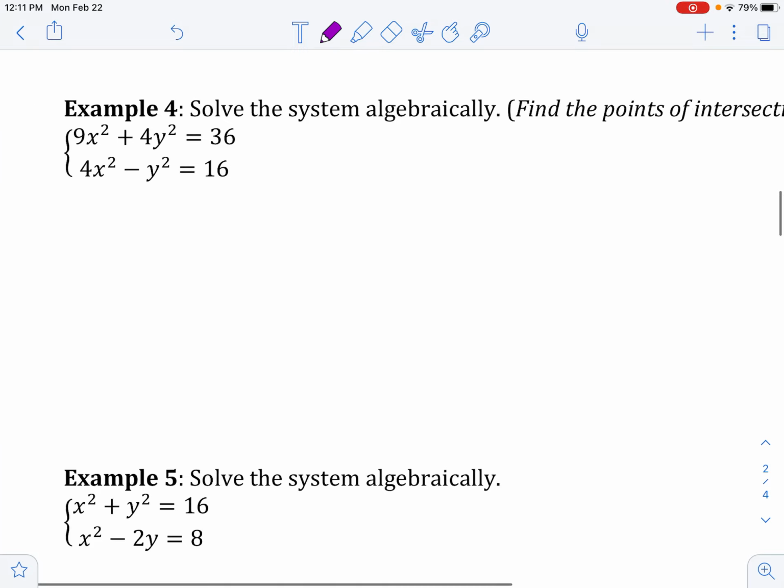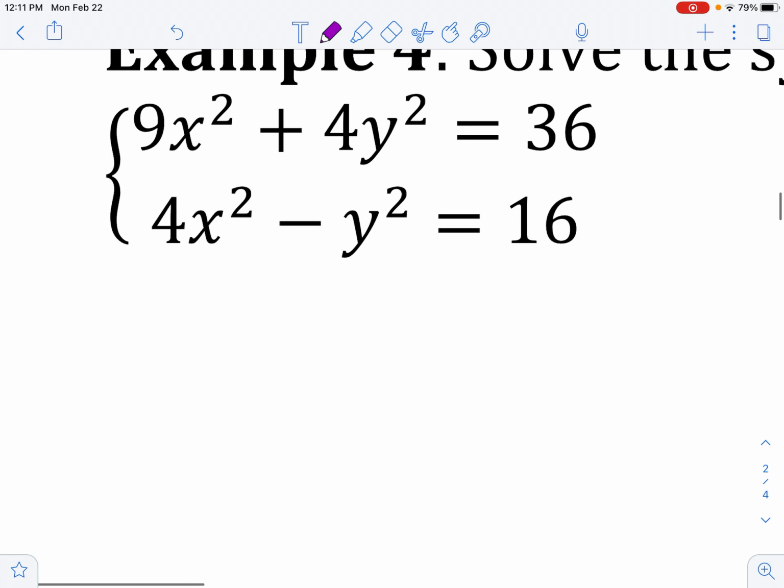Okay, next one. Solve the system algebraically. Find the points of intersection is the other direction you could see, but I'm going to say solve the system algebraically. All right, so we have to decide to use substitution or elimination. If you look at them, they're both quadratics. They both have squares, so you're going to use elimination because you don't want them to be quadratics. You want to break them down. So we're going to use elimination.